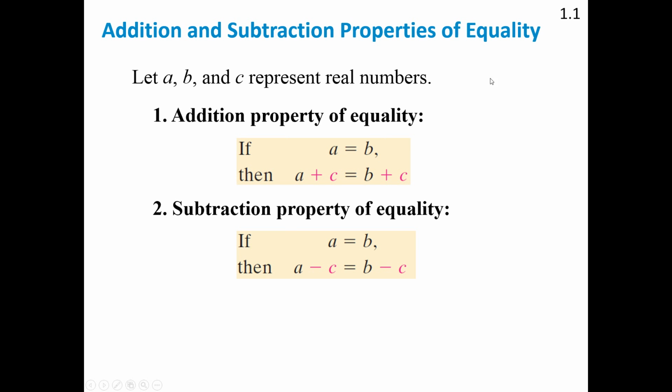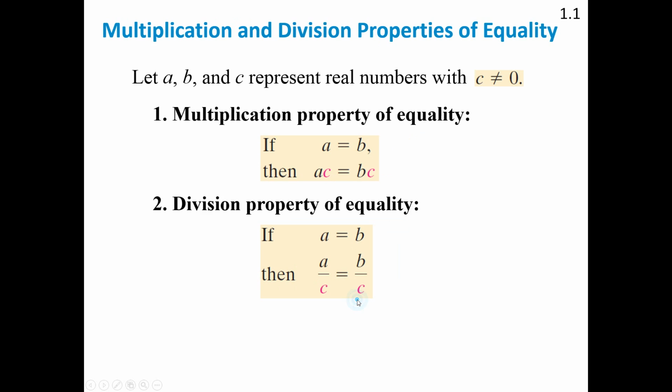So here's one of the properties we're going to use to solve linear equations. This property is called the addition property, and what it says is if you have an equality, you can add a constant to both sides of the equality and maintain the equal sign. Similarly, you can subtract a quantity from both sides and still maintain the equal sign.